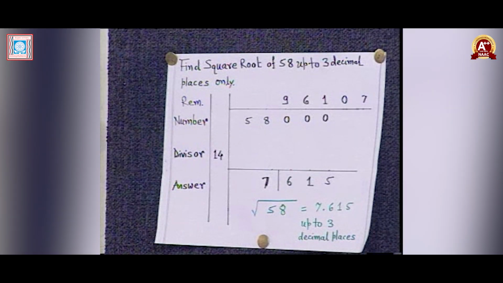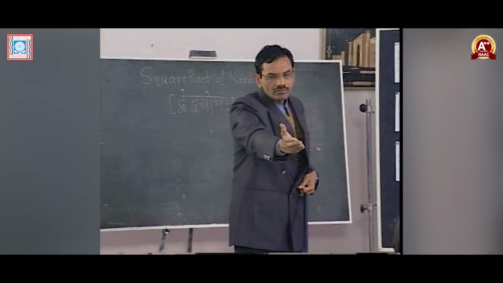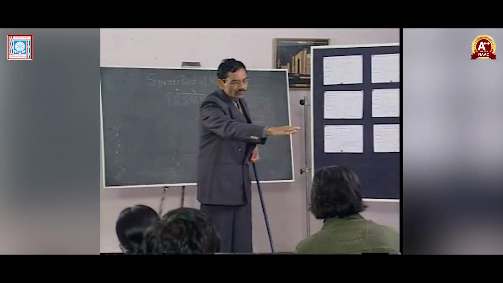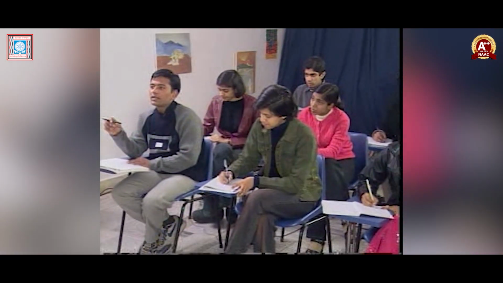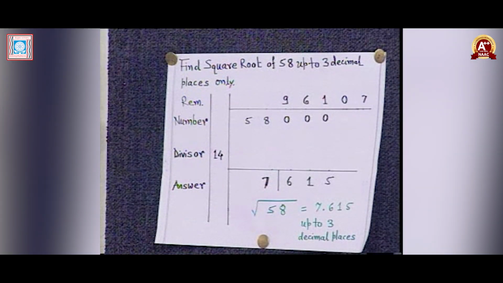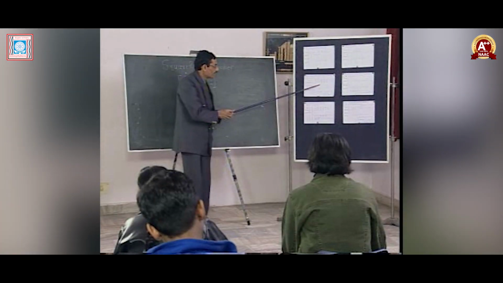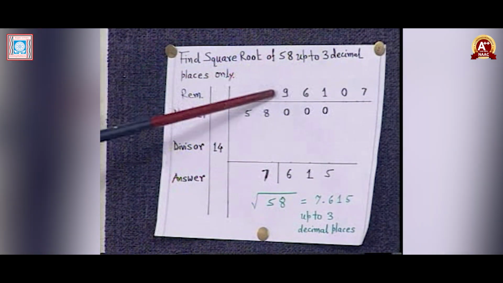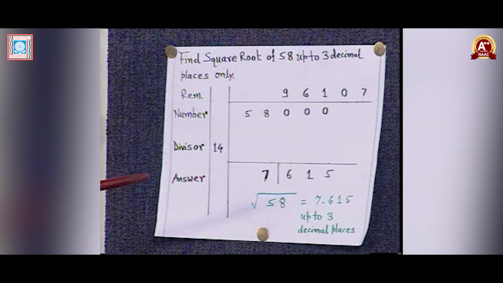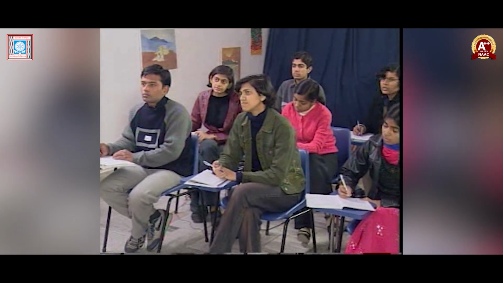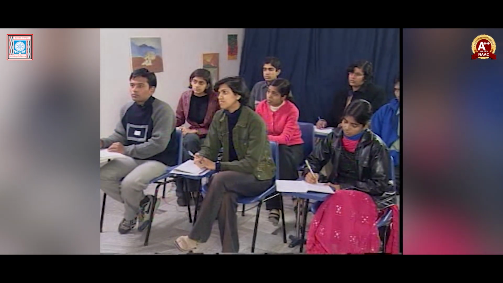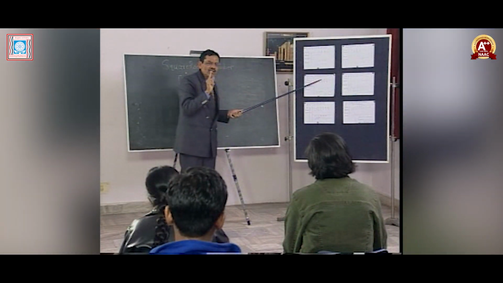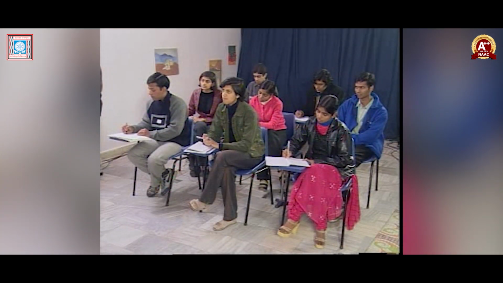One group, 58. So, which is the first digit in the answer line? That will be 7. Why 7? Because its square is nearest to 58. So 7 is the first digit of the answer line. 58 minus 49 equals 9, which will be the first digit of the remainder, and 7 into 2 equals 14 is the divisor. These 3 steps, selecting the first digit of the quotient, then the divisor, and then the remainder, are to be taken care of very correctly.